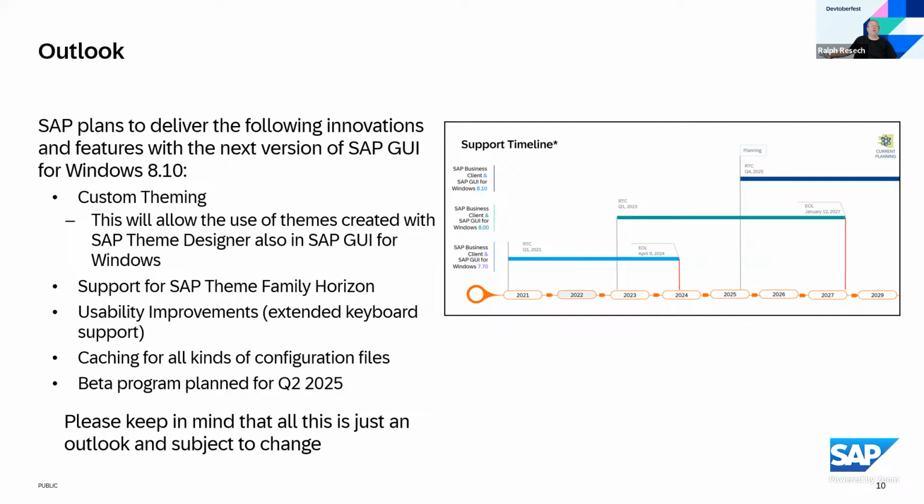So if we finish that, you will be able to consume your theme designer themes in SAP GUI for Windows, create your own themes and all that stuff. And we will be able to very quickly adapt newer themes. So for the time being, I have to shift you with the Horizon theme to the next version, which is, as I said, still over a year to go.